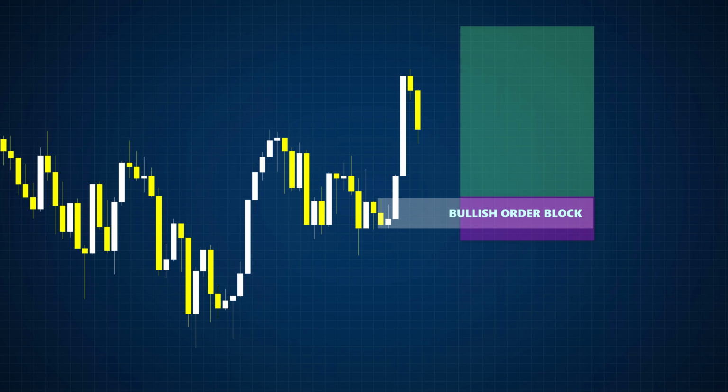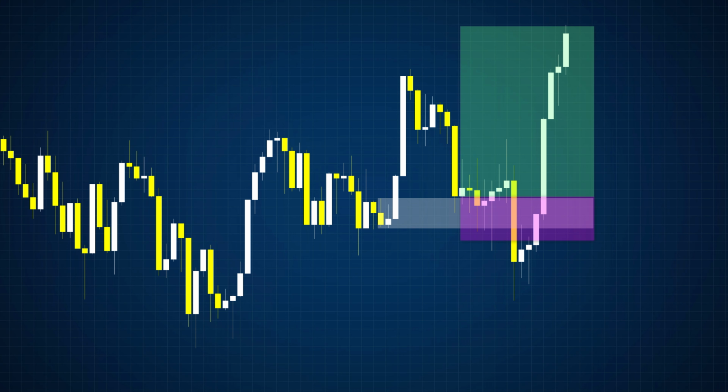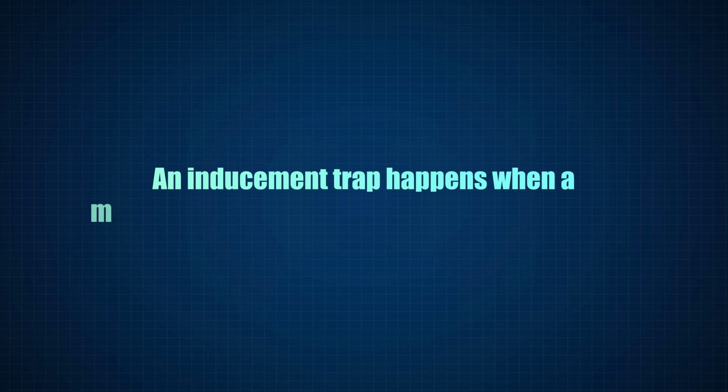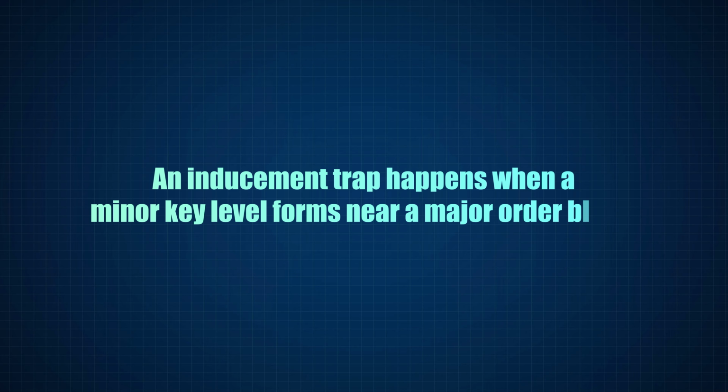Ever entered a trade only to get stopped out right before price reverses? Frustrating, right? But what if I told you it's not random? These stop-outs are actually inducement traps, and once you understand them, you can trade like the institutional traders. An inducement trap happens when a minor key level forms near a major order block.